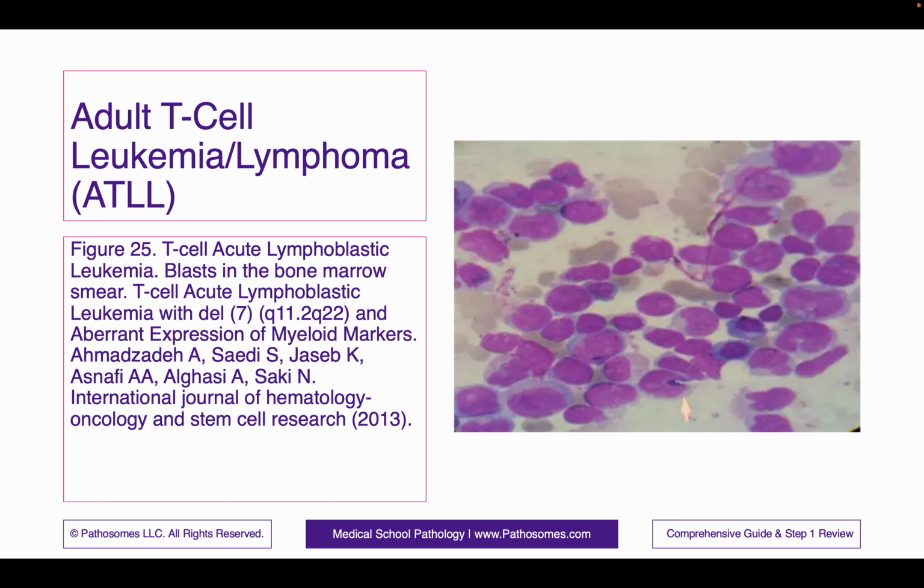With regards to adult T-cell leukemia/lymphoma, T cells in acute lymphoblastic leukemia appear as blasts in the bone marrow smear. And keep in mind the T-cell acute lymphoblastic leukemia with deletion 7 and aberrant expression of myeloid markers may present.